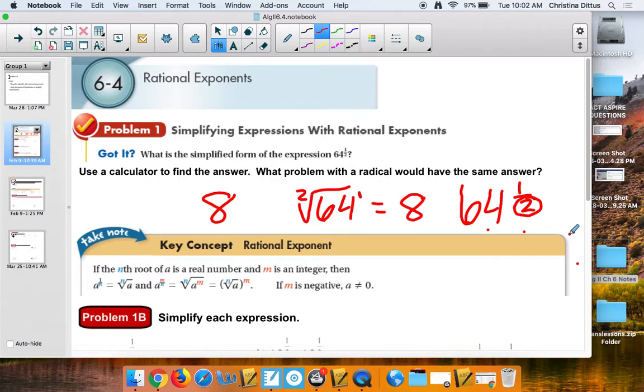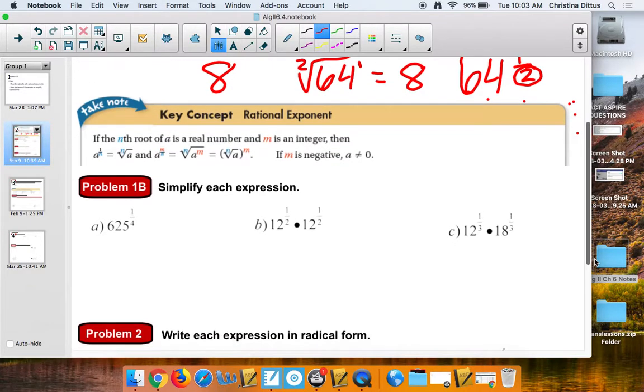So what if I said 8 to the 1/3 power? How could I rewrite that? The third root of 8. The third root of 8, yeah. That's the exact same thing. Okay, what is the third root of 8? 2. Okay.